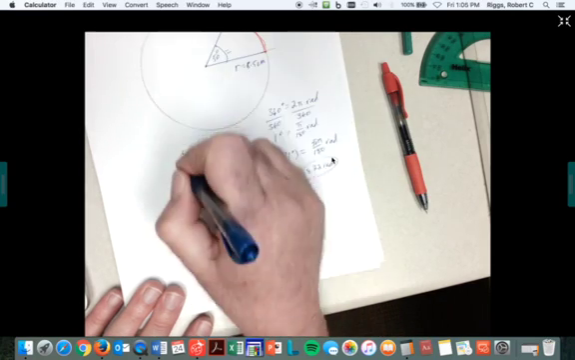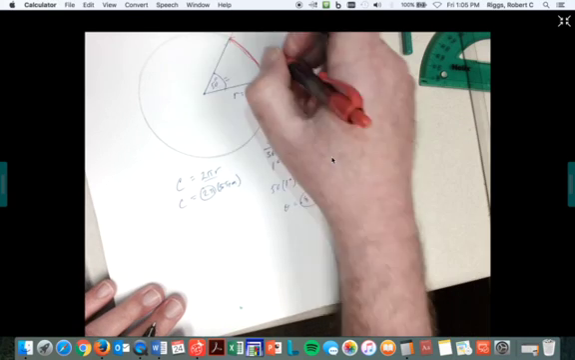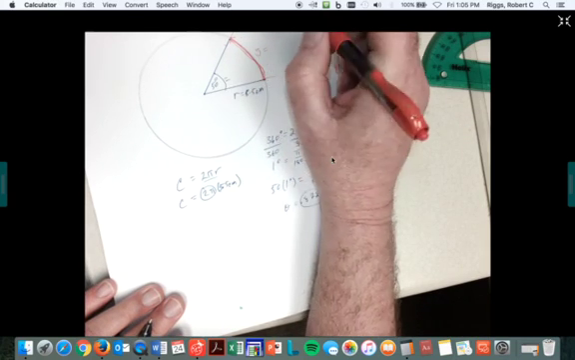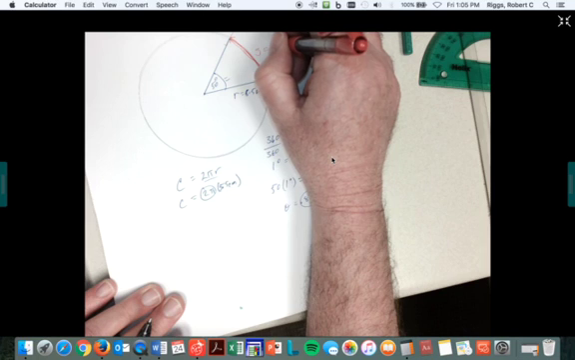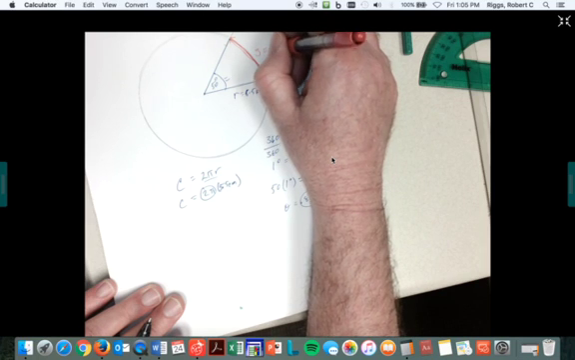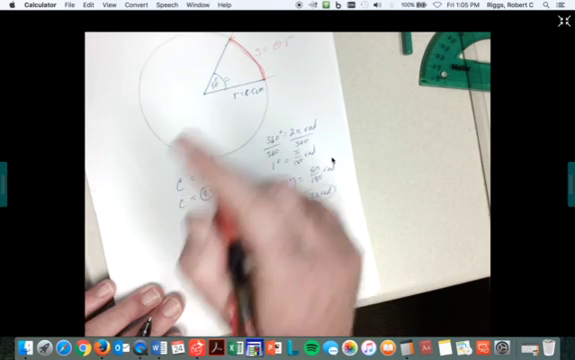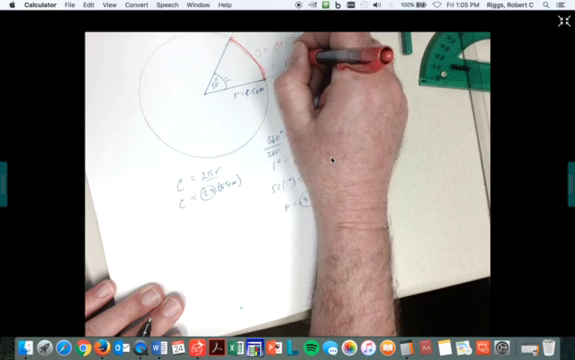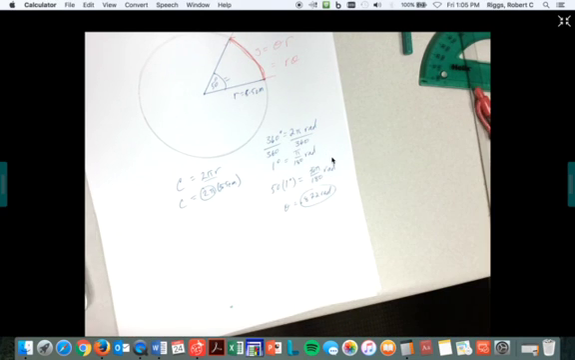So this distance S up here in the corner is equal to theta, the angle, times r. Well, we normally do it r times theta. So that's how we find it.